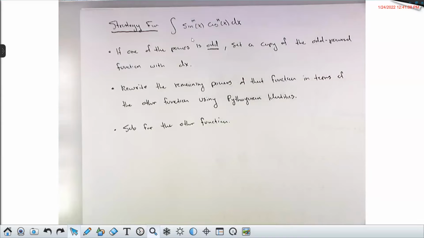Okay, so there's the odd powered function and the other function. If sine is the odd powered function, you'll set one copy of sine aside with dx, rewrite the remaining powers of sines as cosines using the Pythagorean identities, and then sub for cosine.